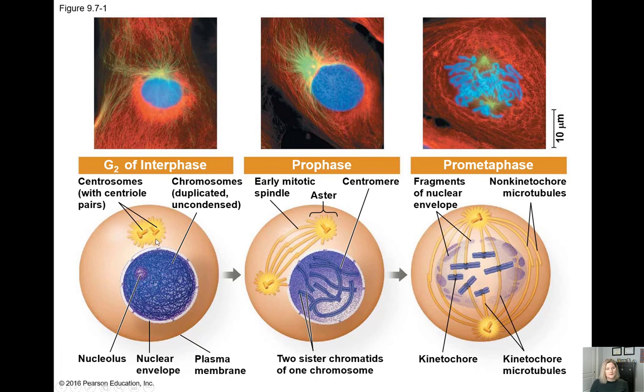These centrioles, also known as centrosomes. I like to call them centrosomes because a centrosome is alone in the cytoplasm, whereas a centromere is in the middle of a sister chromatid. Might help you remember: centrosome, think alone; centromere, in the middle of the chromosome. So we have these centriole pairs or centrosomes in the cytoplasm.